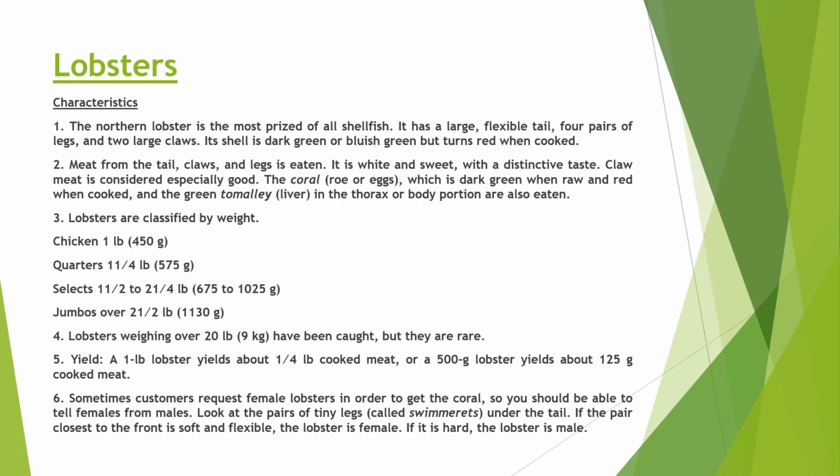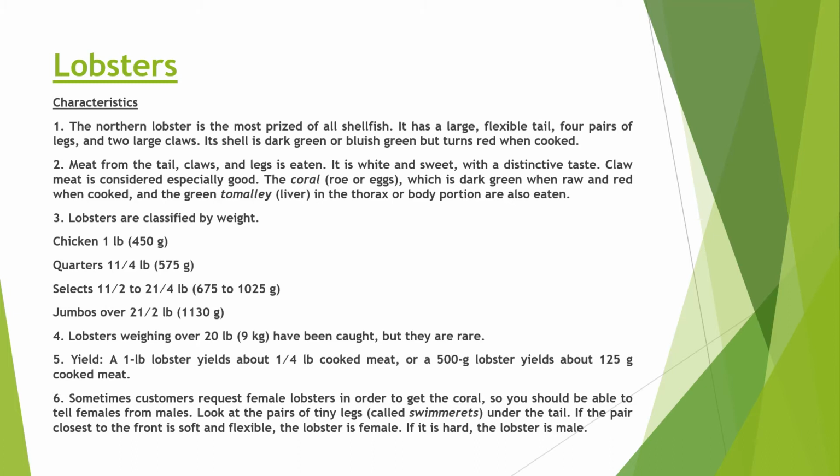So the lobster. The characteristics of lobster: the northern lobster is the most prized of all shellfish. It has a large flexible tail, 4 pairs of legs, and 2 large claws. Its shell is dark green or bluish green, but turns red when cooked, and that is because it goes through a chemical change in its pigments when it is exposed to heat. That's why whenever you cook lobster or rock lobster and you put it in hot water or hot oil, the color changes through a chemical reaction of pigments to red.